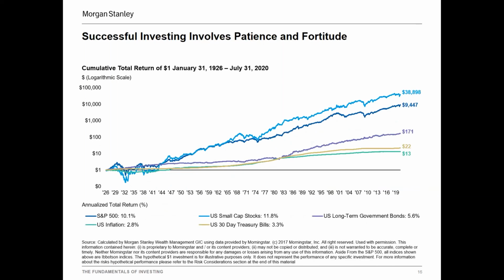So rather than letting emotions or psychology influence investment decisions, or even trying to time the market, it may be helpful to consider investing for the long term. This chart here shows the cumulative return on a $1 investment in the S&P 500, US small cap stocks, US long-term government bonds, and US 30-day Treasury bills against inflation from January of 1926 to February of 2019. During this period, the S&P 500 generated on average an annualized return of 10%, compared to 5.6% for government bonds and 3.4% for Treasury bills.